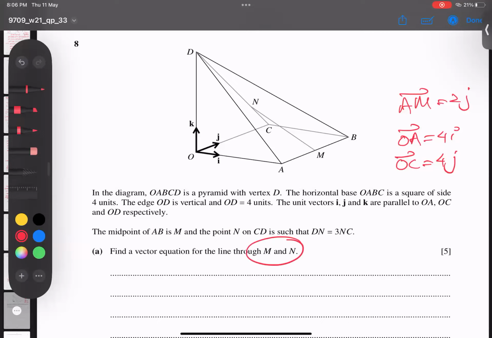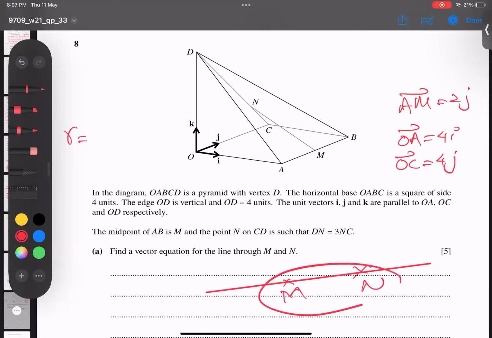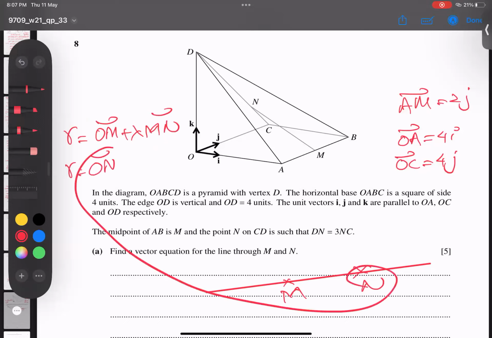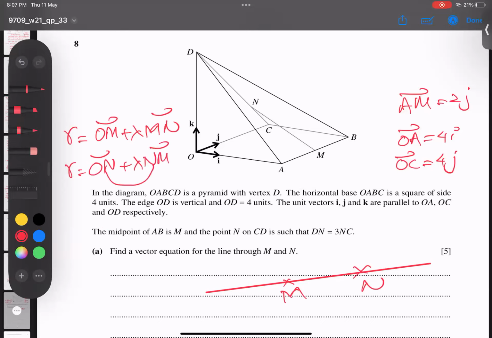For this, I need OM, because I'm looking for r, a line that goes through M, with N lying on it. Students, what is the formula? I can write OM plus lambda times MN, one option. Or, as a second option, using ON, ON plus lambda times NM. So I'm looking for either OM or ON.